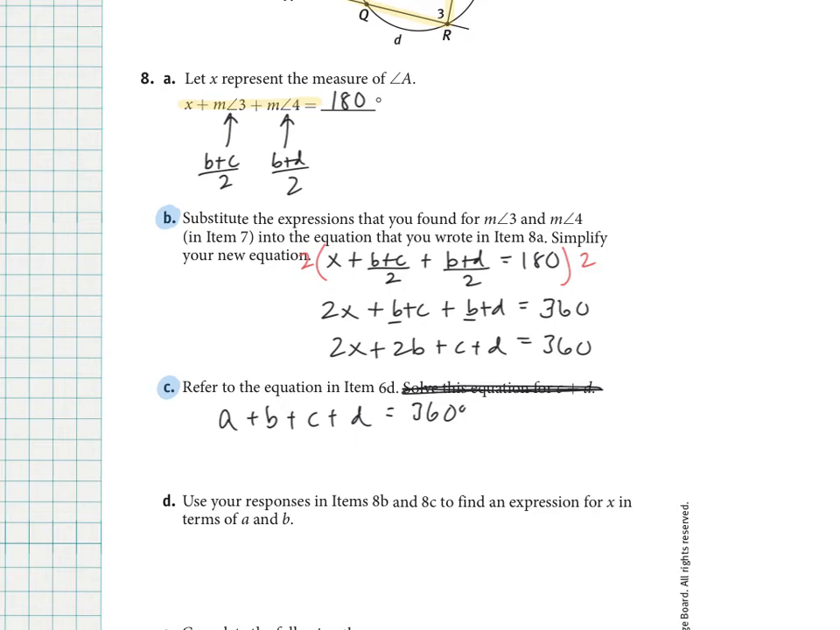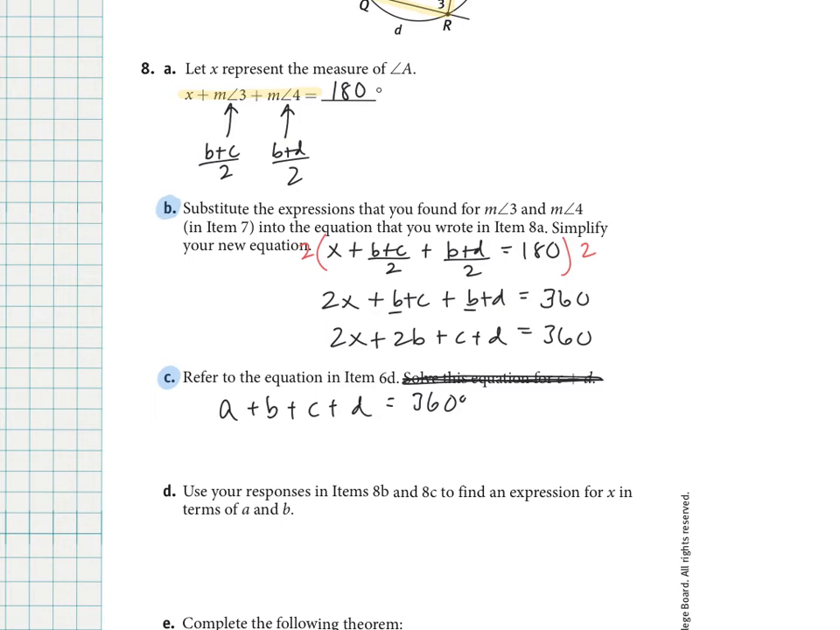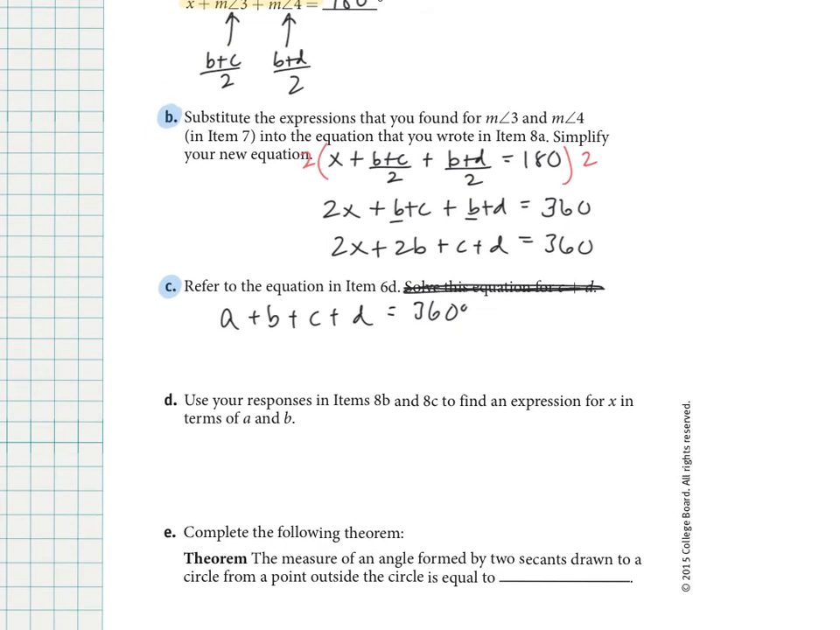So it says use your responses in B and C to find an expression for X in terms of A and B. So let's start looking at and kind of comparing what we came up with. Maybe there's a way, since both of them are equal to 360, that I could set their other expressions equal to each other, right? A little bit of substitution, yeah. Okay, so let's do that. Let's take our first equation of 2x plus 2b plus c plus d, and we're going to set it equal to a plus b plus c plus d.